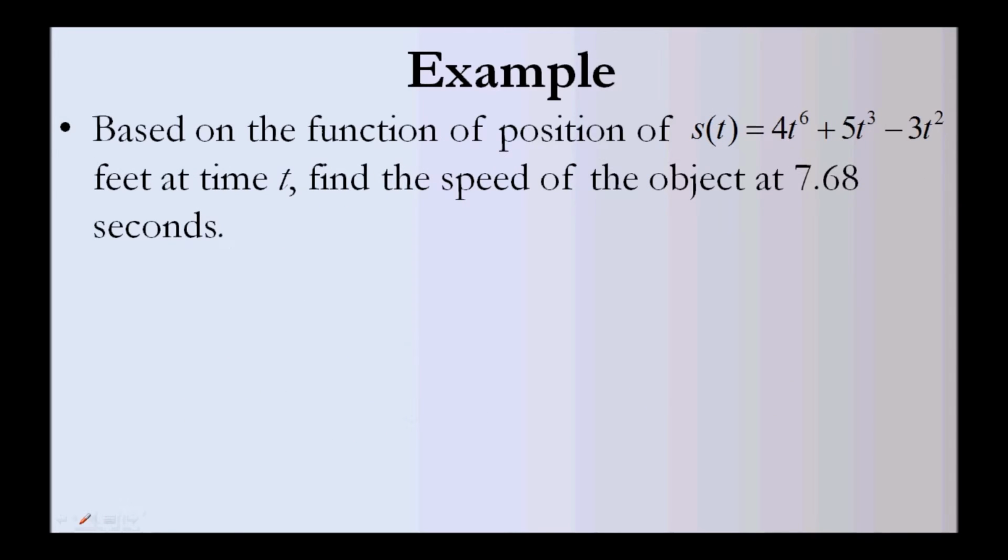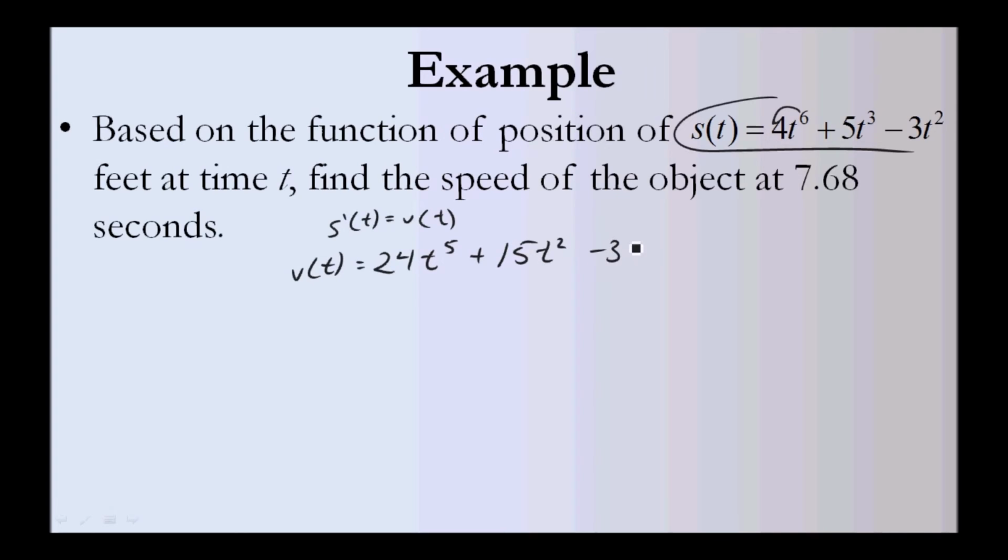Based on the function of position, s of t is equal to 4t to the 6th plus 5t cubed minus 3t squared feet at time t. Find the speed of the object at 7.68 seconds. Same process applies here. S prime of t is equal to v of t. V of t is equal to 24t to the 5th, 6 times 4 times t to the 6 minus 1, plus 15t squared minus 6t.